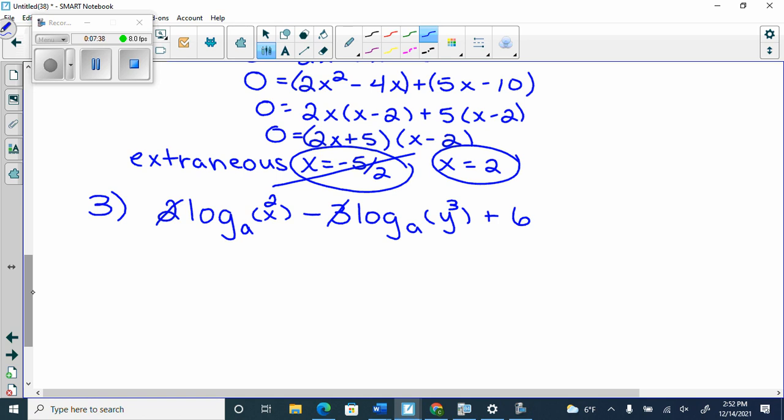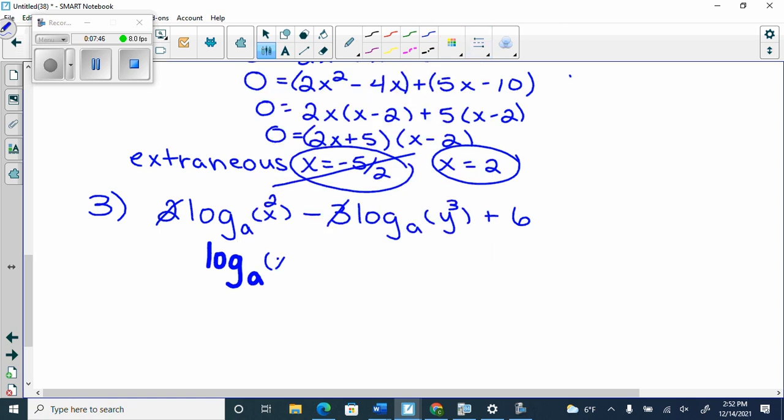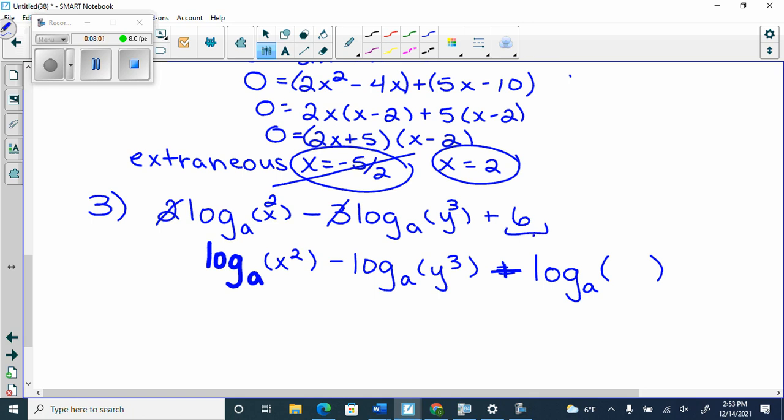So we have log base A of x squared, just on its own, and then minus log base A of y cubed. Everyone's good with that. And then I need this to be log base A of something, and that has to be 6. This has to be equivalent to that.